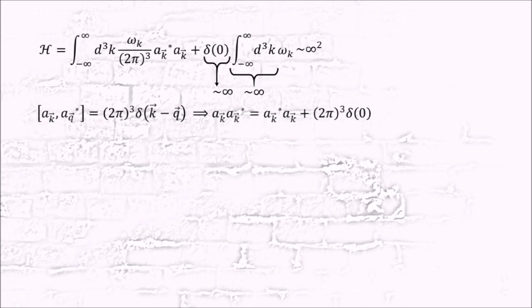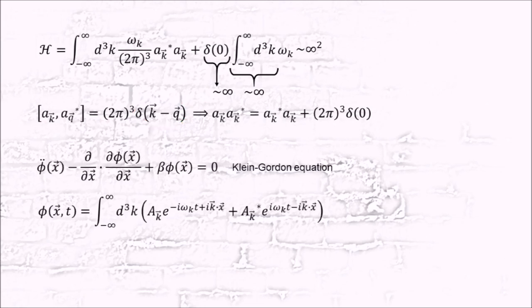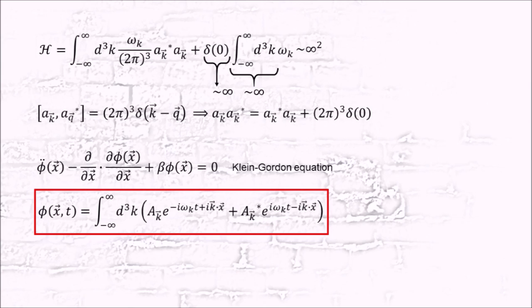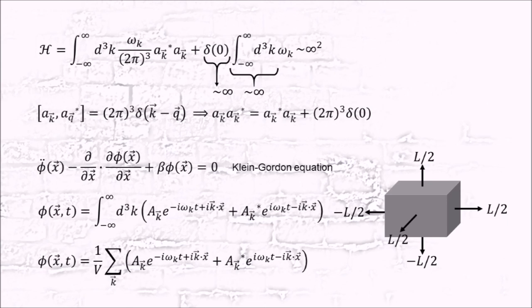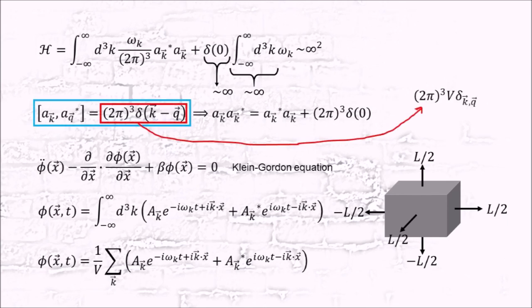But the only reason why this commutation relation is a Dirac delta and not a Kronecker delta is that we chose our solution to the Klein-Gordon equation to be an integral over continuous momenta k. This choice was the result of the assumption that the three-dimensional volume of space we are working in is infinite. If we had chosen our space to be a finite box, then instead of an integral, we would have a sum, in which the volume of the box appears in the denominator. The commutation relation would then be this. So, we can get rid of one of the infinities by making our universe finite.